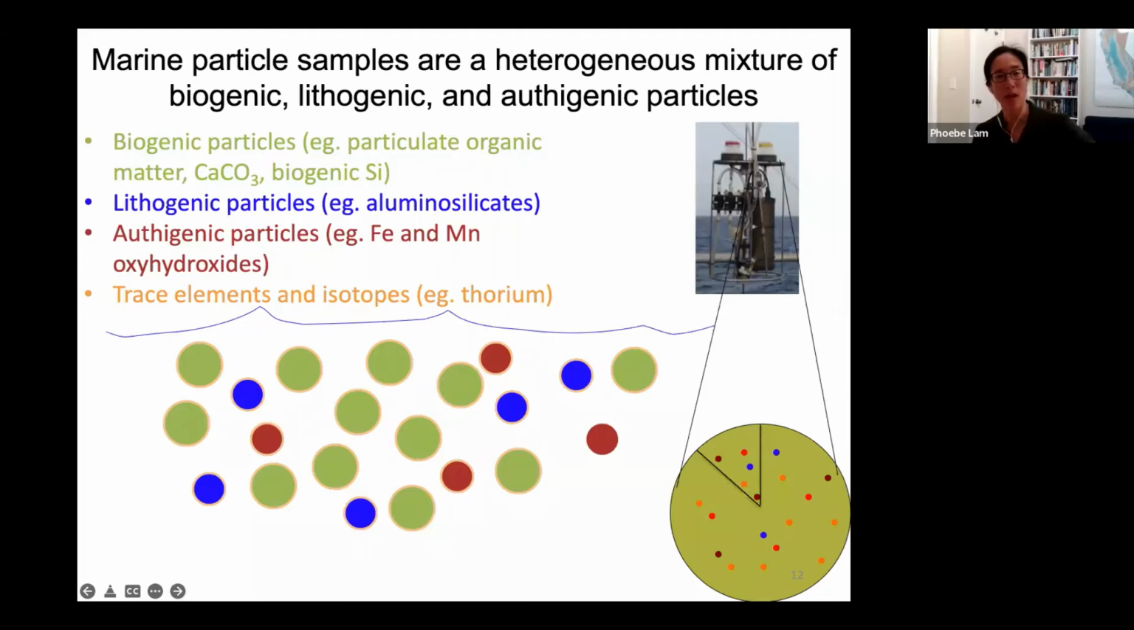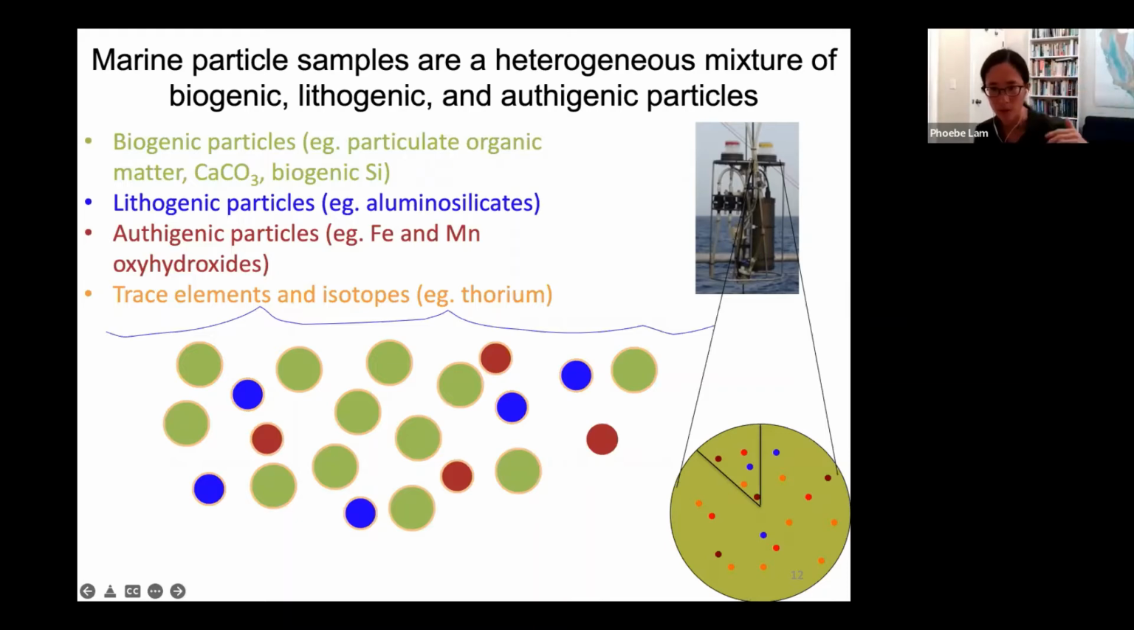Okay, so what do our samples look like? I alluded very briefly to the fact that we have samples on a filter. So imagine seawater with suspended particles in it. We put this pump down into the seawater, and we pump water.